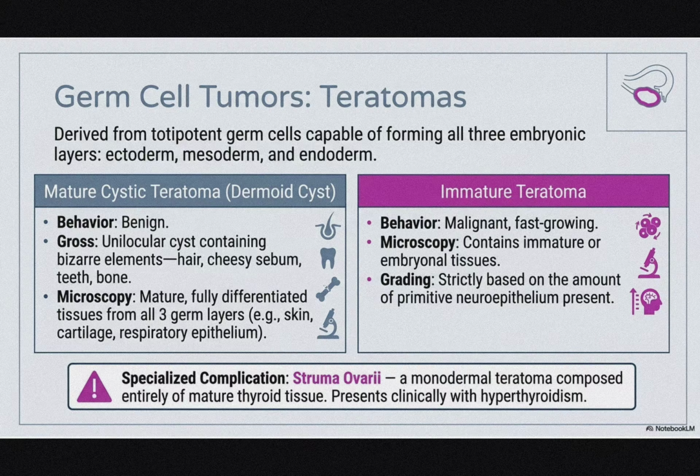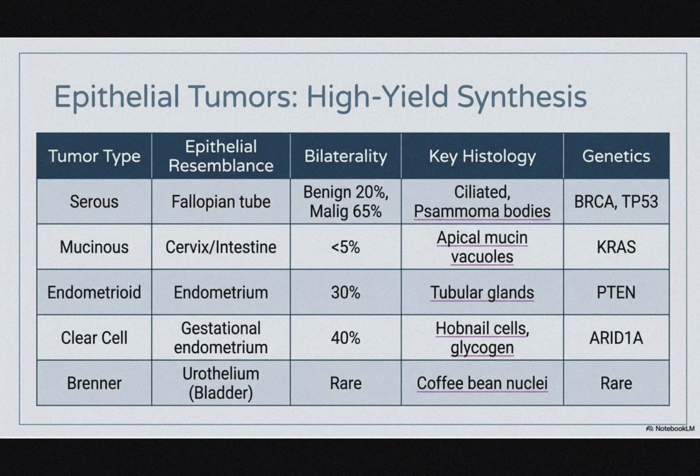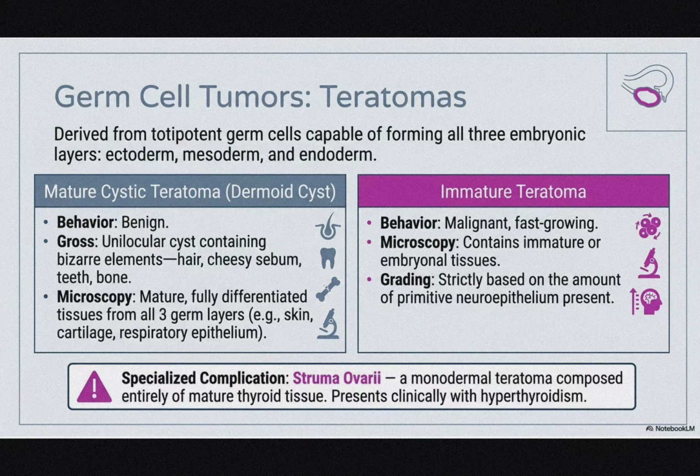Next we have, so these are all the epithelial tumors we have discussed till now. Next we will move to the germ cell tumors, also called teratomas. These are derived from totipotent germ cells capable of forming all three embryonic layers, that is ectoderm, mesoderm, and endoderm. These are the three embryonic layers.